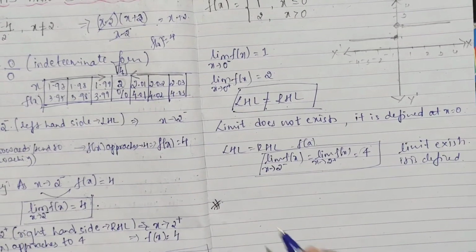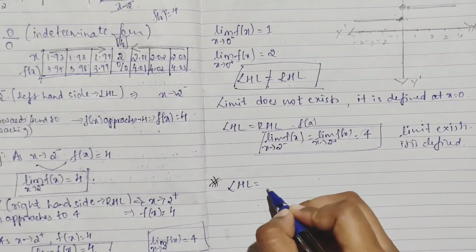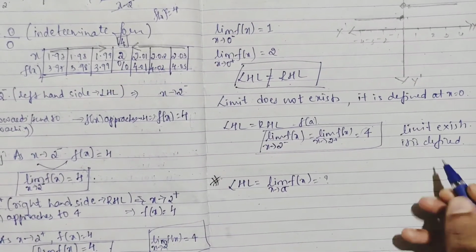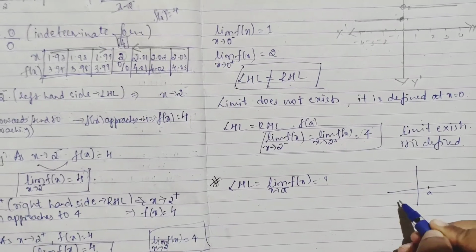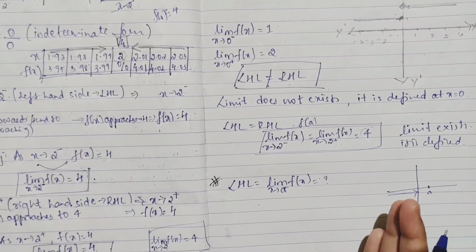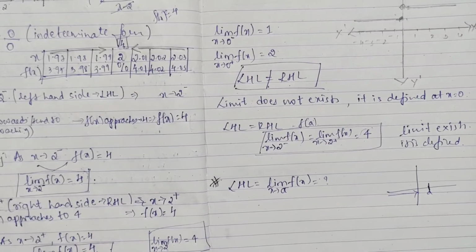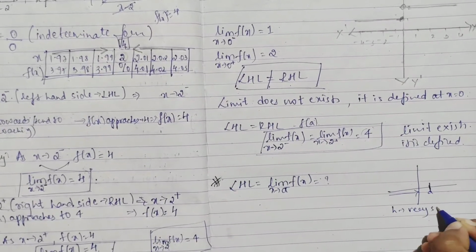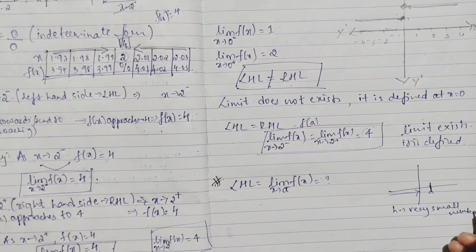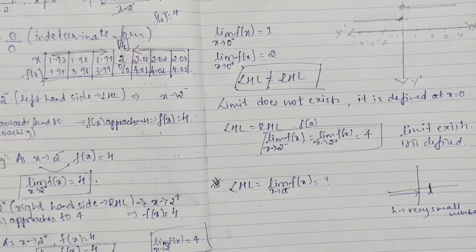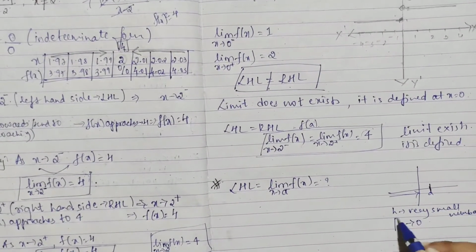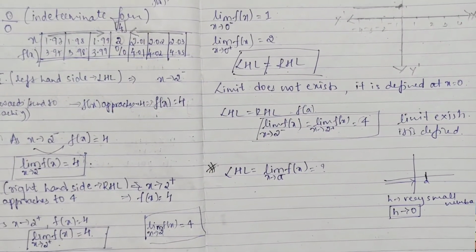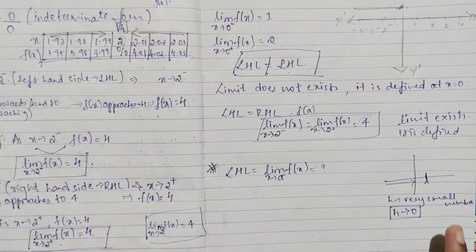Now we have to find your LHL, that is, limit f of x as x tends to a minus. This means that from the left hand side it is approaching towards a. Approaching means it can be any value. So whenever you have a minus, we'll take h. We consider h a very small number, which means h is tending towards 0, some very small quantity.